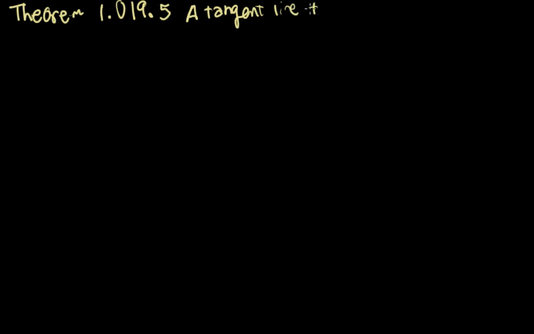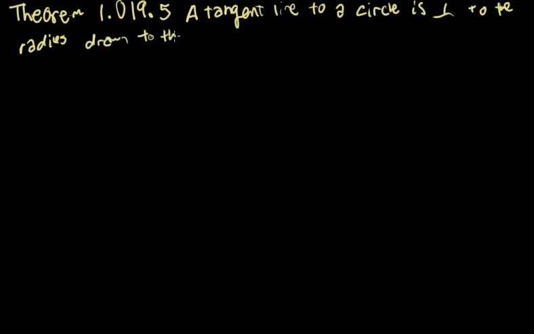This is going to be a theorem in this video. It's going to be Theorem 1.019.5, and it says that a tangent line to a circle is perpendicular to the radius drawn to the point of tangency.